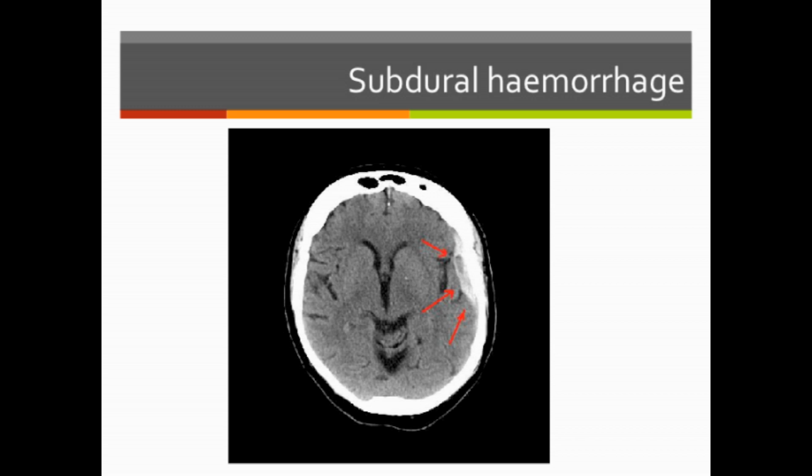Subdurals can accumulate at varying speeds. They can have quite rapid bleeding and accumulate quite quickly, but they can also be very slow. And you do sometimes see patients who sustain subdural hemorrhages that are sent home initially with no clinical features at all, and then they present 4 or 5 days later with localizing neurological signs once that subdural has extended.